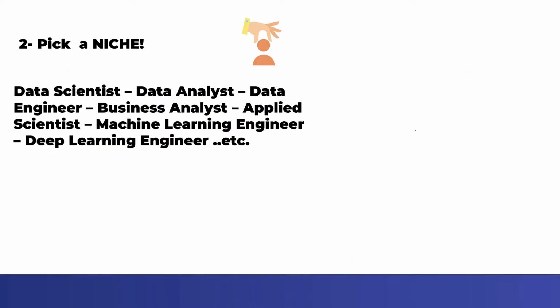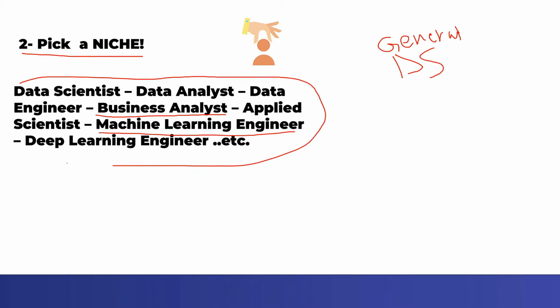Go to number two. Pick a niche. What do I mean by pick a niche? Now, when we say data science is an umbrella term, it means it's a general thing. According to some companies, data science means machine learning engineer. For other companies, it might mean a business analyst. Now, they all use data. All these jobs or titles, they all use data, but in a different way.